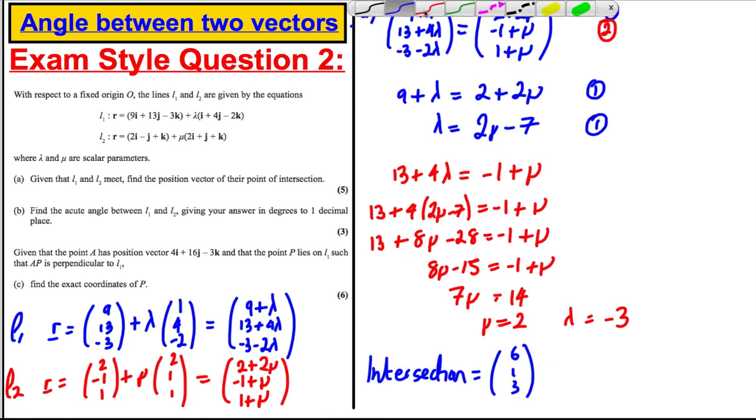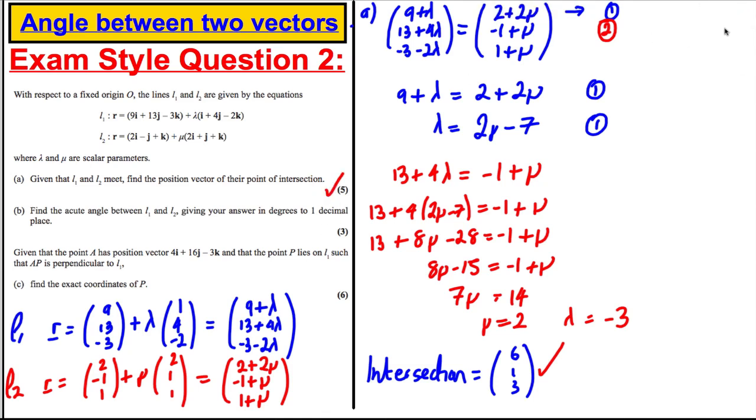Let's check it actually works the other side in case I've made a mistake. If mu was 2, 2 plus 2 times 2 would be 6. Negative 1 plus 2 would be 1. And 1 plus 2 would be 3. So I know that's the point of intersection, and I'm happy with that. Okay, so that's part A done for 5 marks.